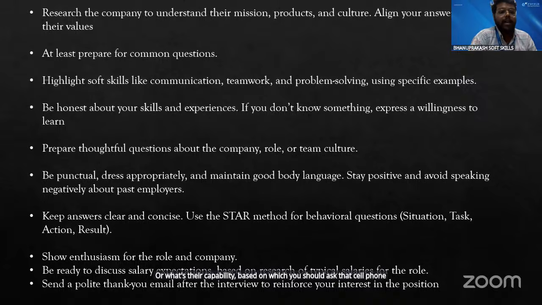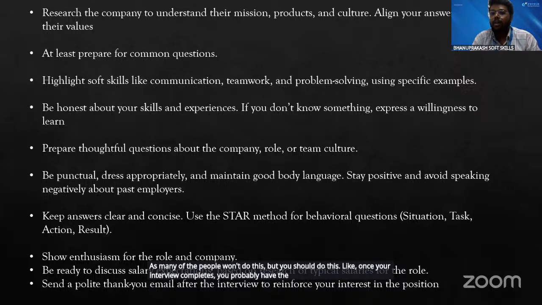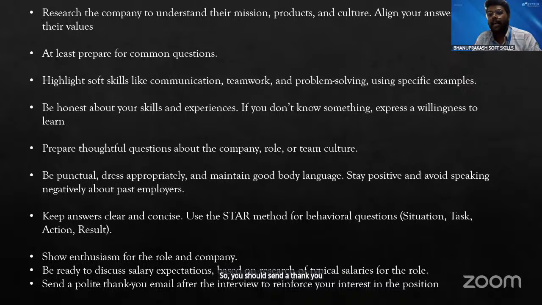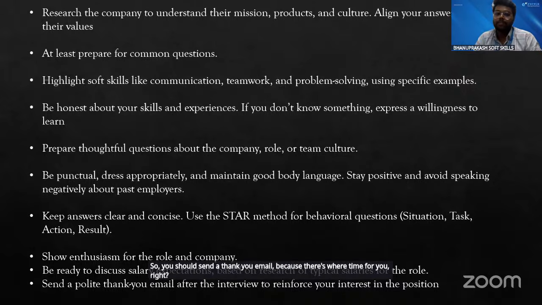Okay. And send a polite thank you email after the interview. Many people won't do this, but you should. Once your interview is completed, you probably have the HR's number, their LinkedIn profile, or at least an email ID. So you should send a thank you email because they spared time for you, right? That makes you a very professional person. Okay.